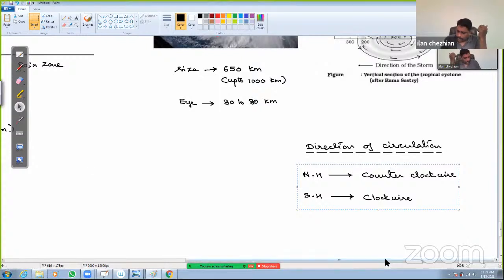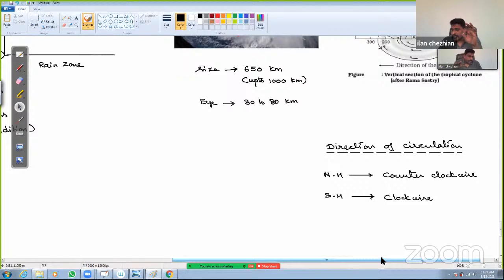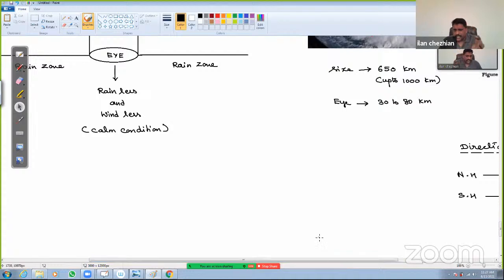Right, my dear friends. All the important facts about cyclones we have taken. Direction of circulation also we have taken. And again, I'm repeating it: the nature of the eye is very, very important. Though I have written it in a very objective fashion, if you want to describe it further, you can. I said, eye of the cyclone is known for windless and rainless condition. Something very important.